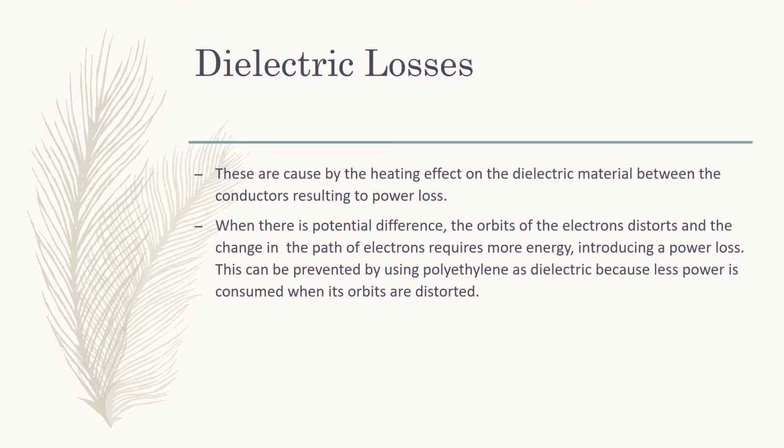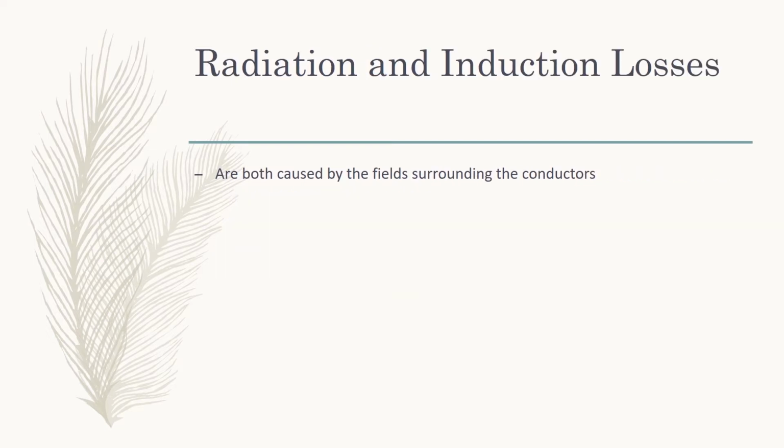Dielectric losses. These are caused by the heating effect on dielectric material between the conductors, resulting in power loss. When there is a potential difference, the orbits of the electrons distort and the change in the path of electrons requires more energy, introducing a power loss. This can be prevented by using polyethylene as a dielectric because less power is consumed when its orbits are distorted. So this happens when there is charge and discharge in the conductors.